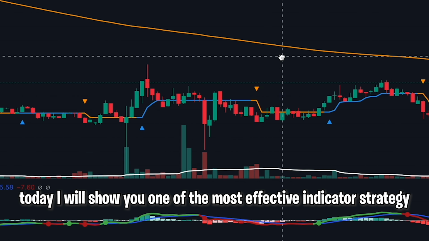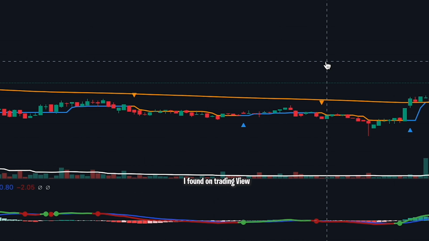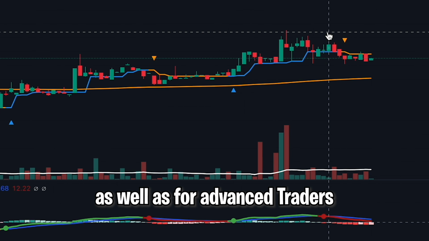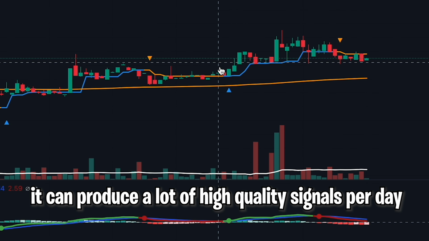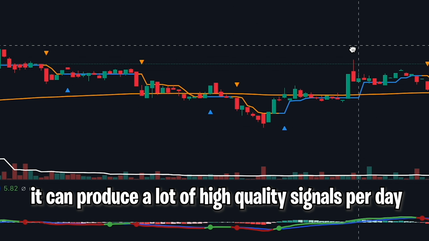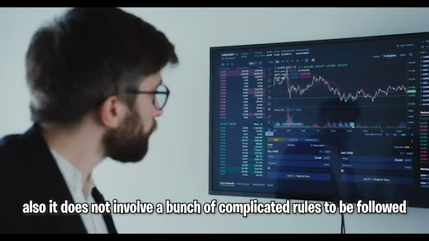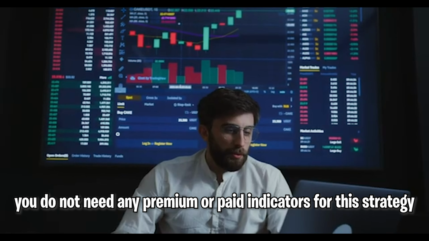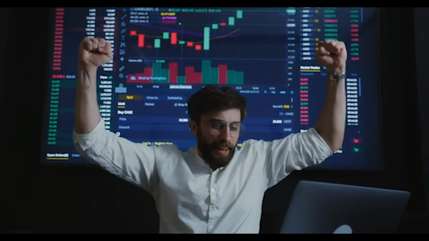Today I will show you one of the most effective indicator strategies I found on TradingView. This trading system is perfect for beginners as well as for advanced traders. It can produce a lot of high-quality signals per day. Also, it does not involve a bunch of complicated rules to be followed. You do not need any premium or paid indicators for this strategy.